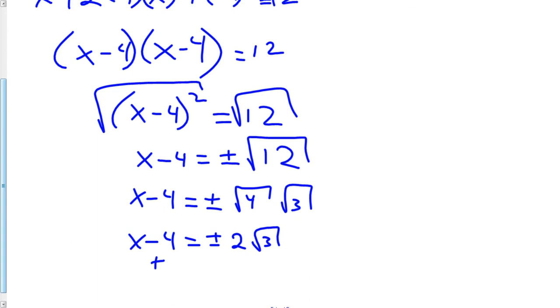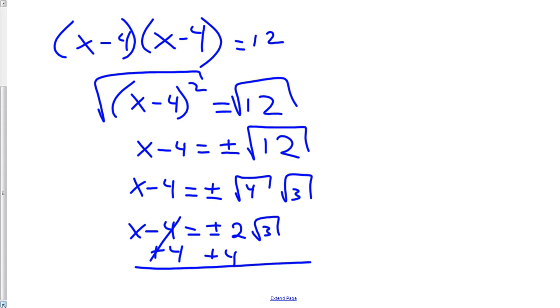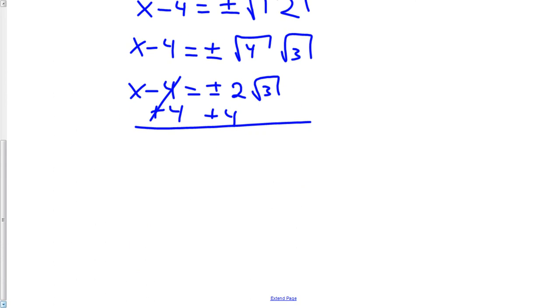Then to find what x is, because I'm solving this equation, I have to isolate the x. I'm going to add 4 to both sides. But I have to remember that the plus or minus 2 is attached to the square root of 3, and therefore it's not a like term with the positive 4. So I get x is equal to 4 plus or minus 2 times the square root of 3. This is the exact answer.